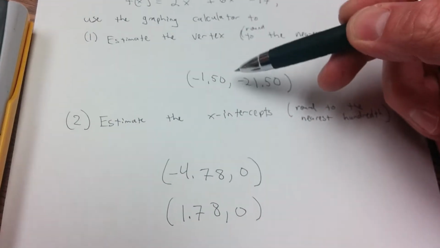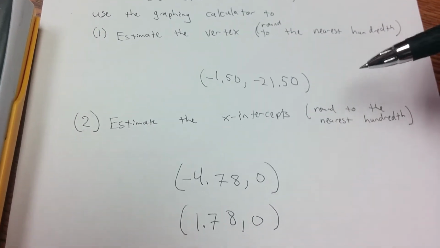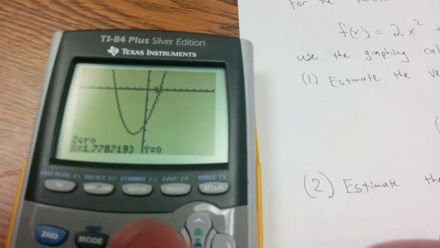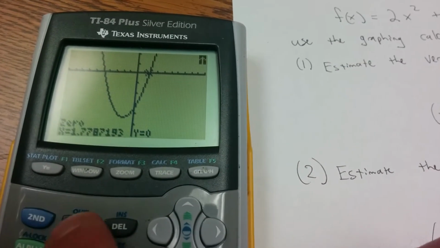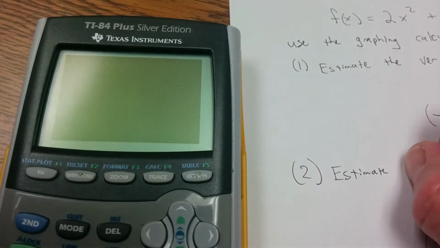Okay, so that's basically it. We've located the points, we've rounded them to the required precision that was given in the problem, and that's pretty much it. So if you were graphing or you're done graphing, now you can hit second and mode to quit, and it takes you back to the main screen.